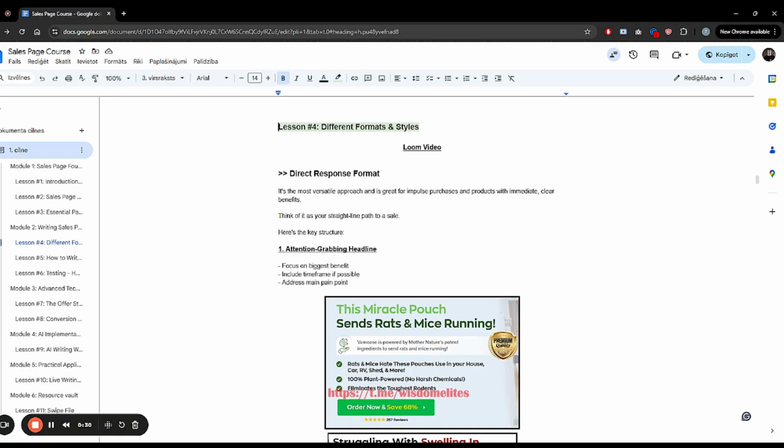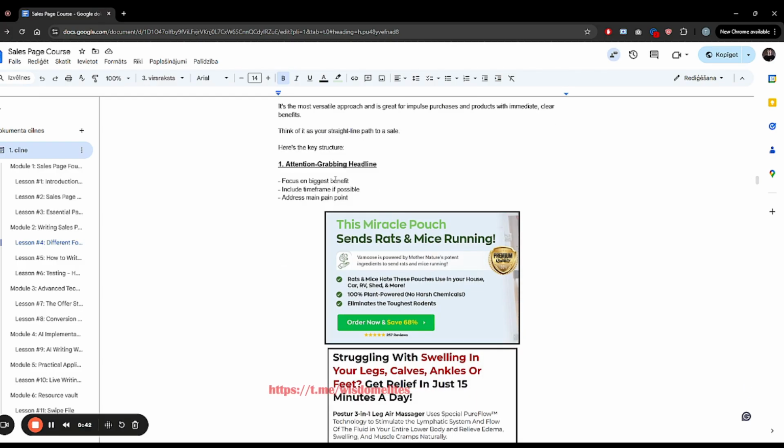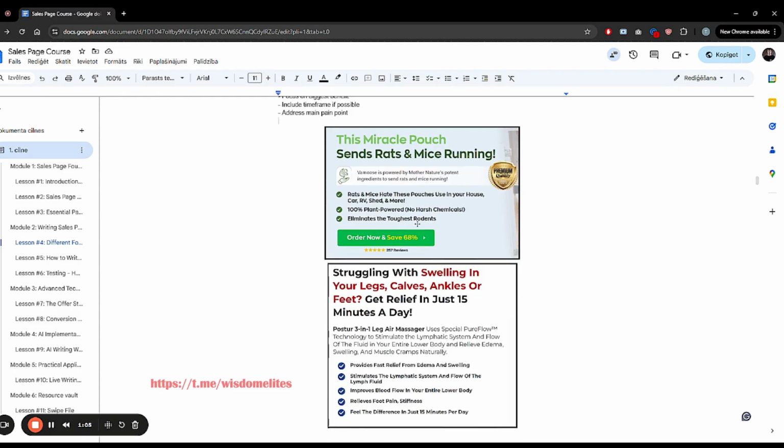So here's the key structure. At first you have an attention-grabbing headline: focus on the biggest benefit, include a time frame if possible, and address the main pain point. Here you can see the biggest benefit is that this miracle pouch sends rats and mice running. It doesn't have a time frame, but the main pain point is that they have rats in the house, and obviously that's a huge pain point, so they address it at first. Another pain point is that even the toughest rodents you can eliminate with this miracle pouch.